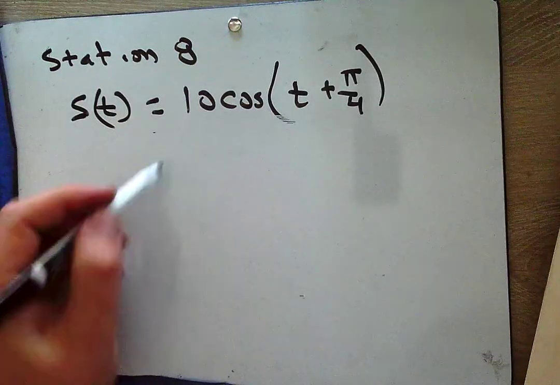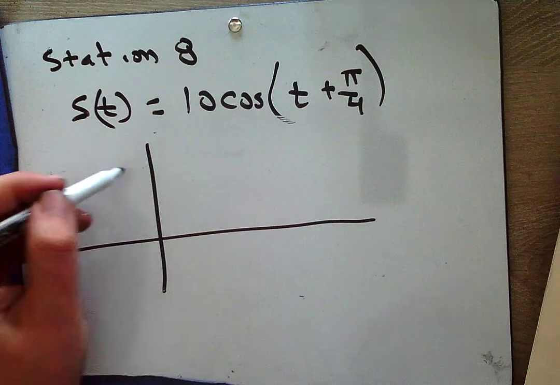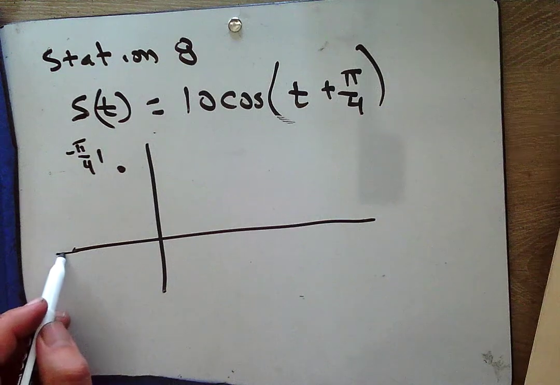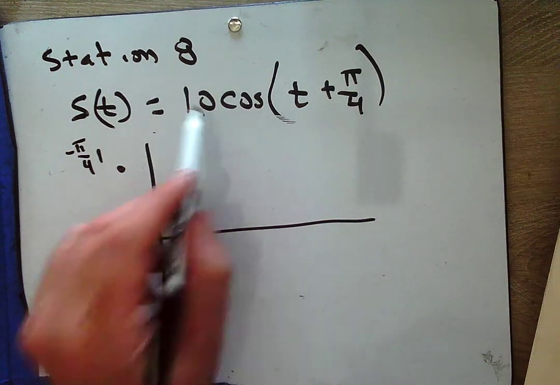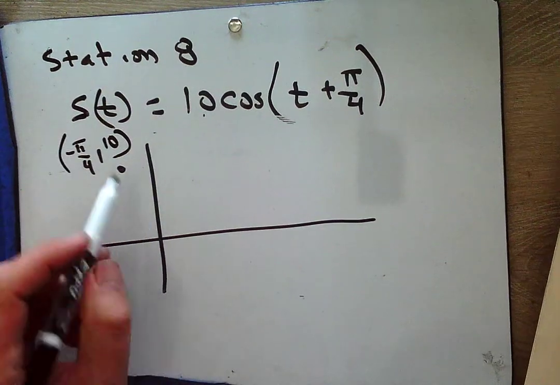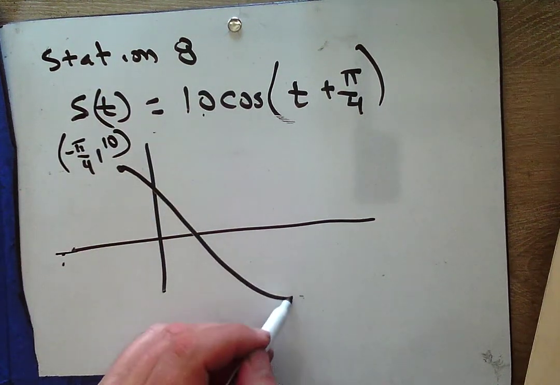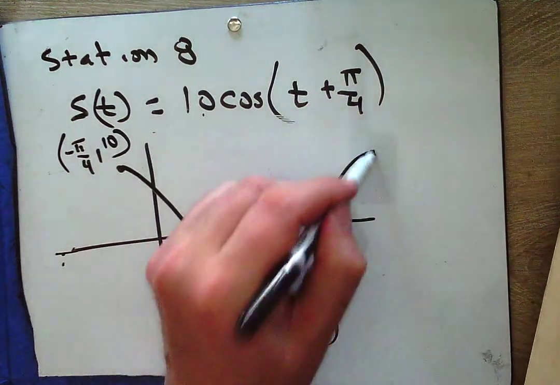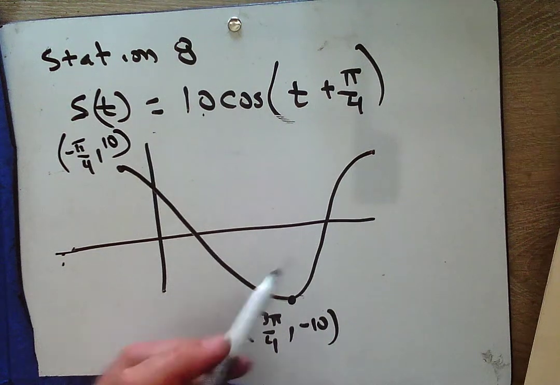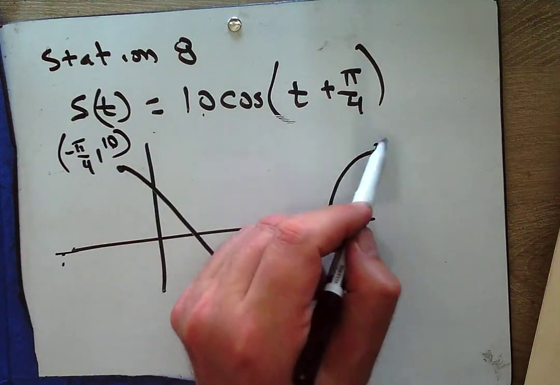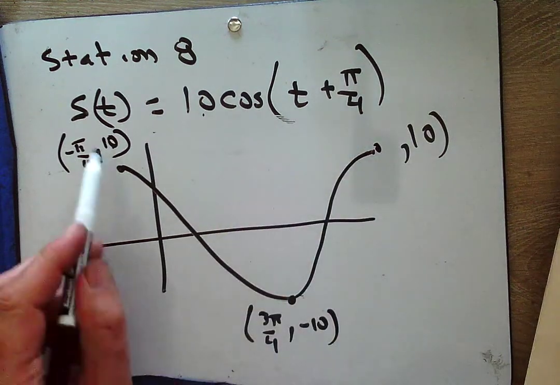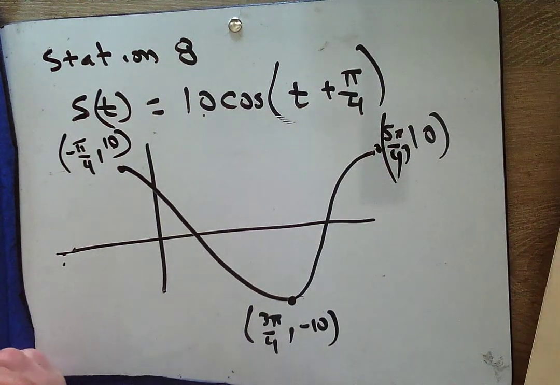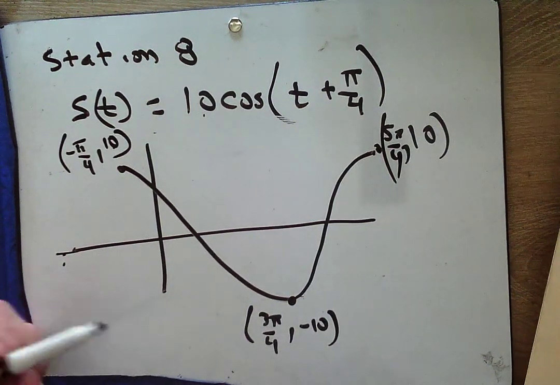Well, remember that graph I drew a few moments ago? Okay, so we started over here at negative pi over 4. This is y equals 0, or s equals 0, and that's an amplitude of 10. So this is 10. And then we went down here, and this was 3 pi over 4, negative 10. And then we came back up. So notice that this 10 is going to be also over here, 10. And this is going to be 5 pi over 4. So what can we say about furthest left and furthest right of the origin?